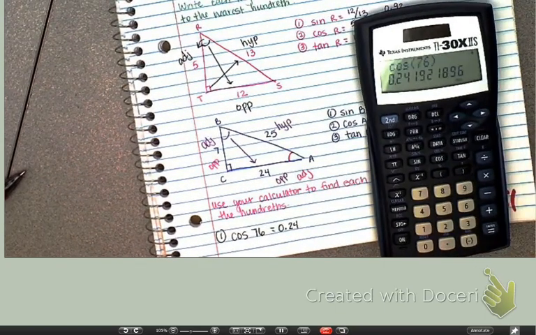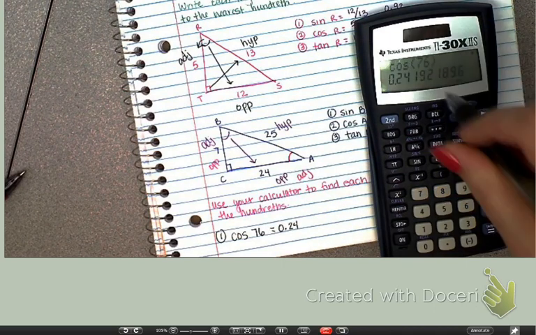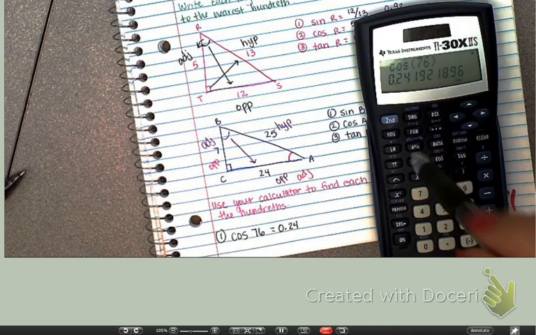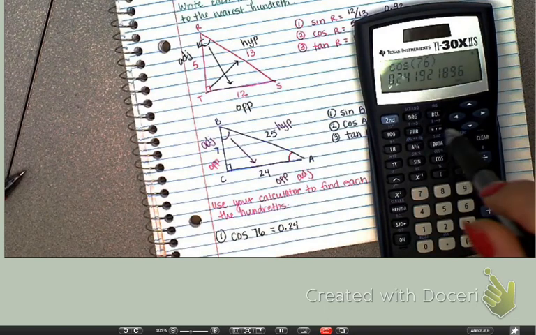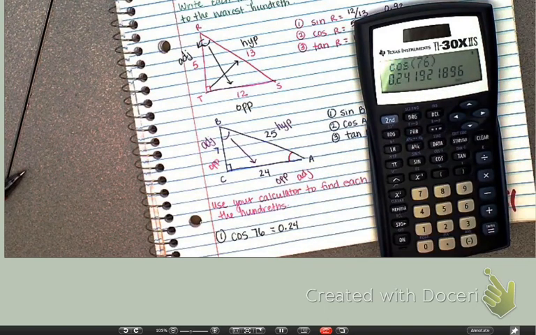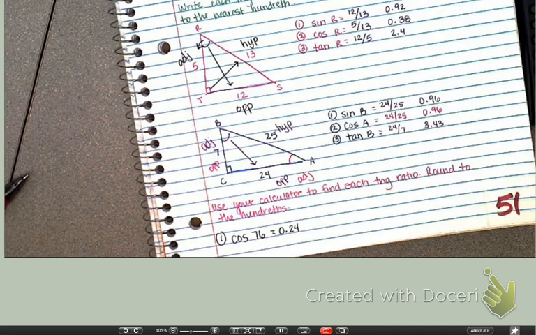So press your cosine button and put in 76. Yours you might have to do backwards. I want everyone to plug it into their calculator and make sure they get this answer, because if you don't have a TI, you might have to plug yours in differently. Make sure you get 0.24. Did anyone not get that and need to know how to use their calculator? Okay, give me 1 second.